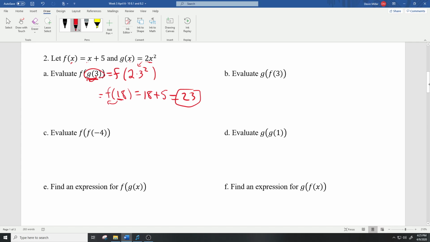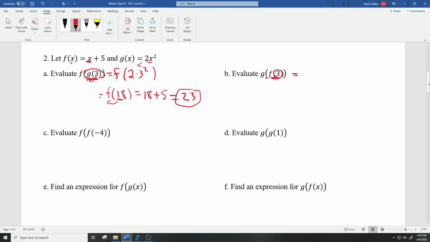So let's try another one. G of f of 3. So we're actually doing the exact same number, but we are just replacing the order of how we evaluate this. Now we're doing g of f, and over here we did f of g. So let's look at the inside again. The inside says f of 3. That means you take 3 and you plug it into the f function. The f function is up here. So it wants to plug in 3 here.